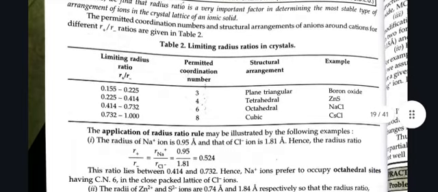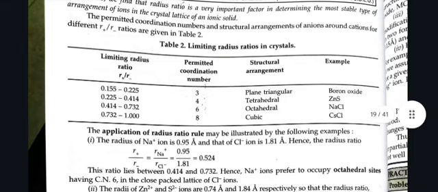example boron oxide. Limiting radius ratio 0.225 to 0.414, permitted coordination number 4. Structural arrangement tetrahedral, example zinc sulfide. Limiting radius ratio 0.414 to 0.732, permitted coordination number is 6. Structural arrangement octahedral, example NaCl. Limiting radius ratio 0.732 to 1.000, permitted coordination number 8.